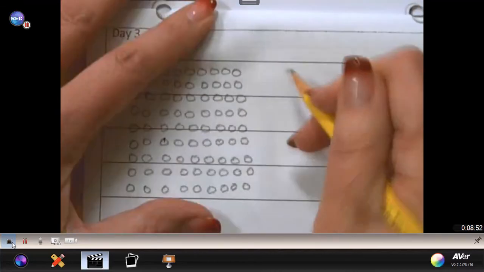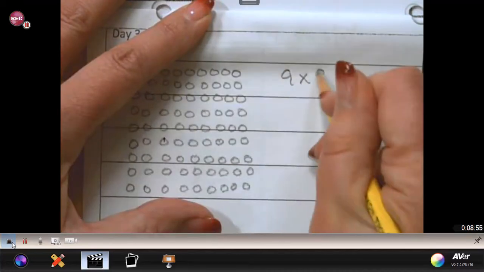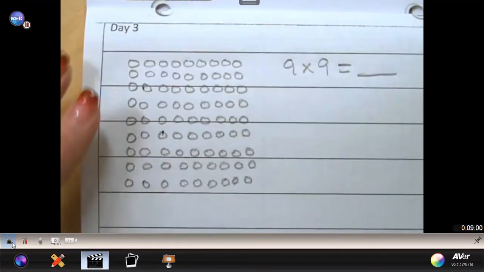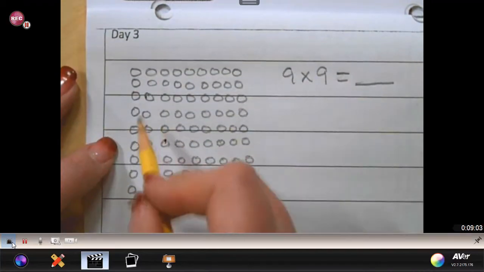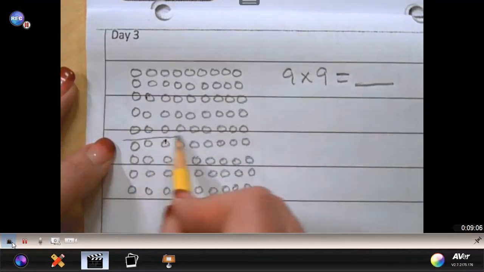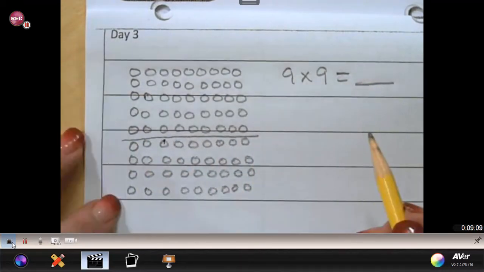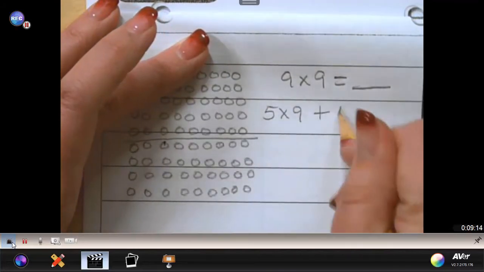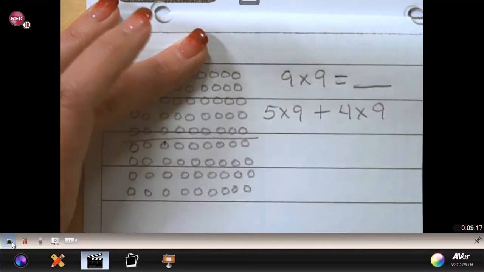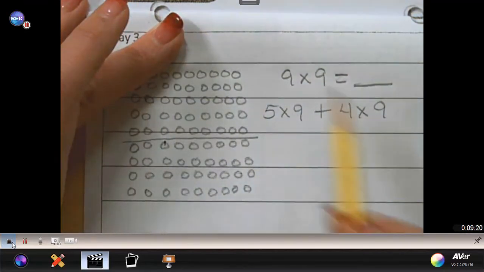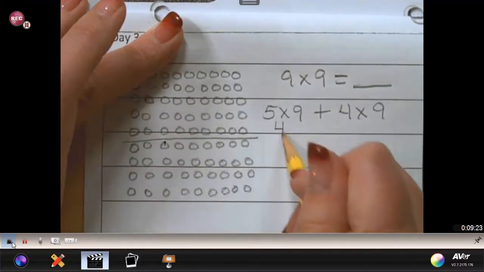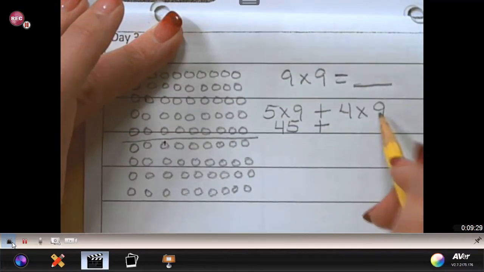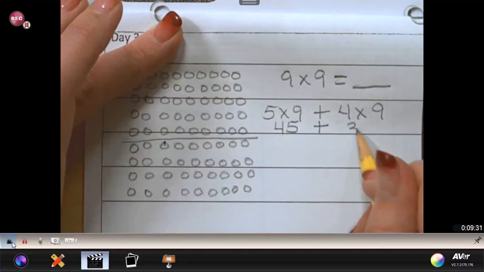It depends on how you feel most comfortable with breaking that up. So I'm breaking up 9 rows with 9 computers in each row, and I want to find the total computers altogether. So to help me with this, I'm going to use my distributive property, and I'm going to break this up as 5 rows of 9 and 4 rows of 9. So 5 rows of 9 and 4 rows of 9. And when I use this strategy to help me find the total, I know that 5 times 9 is 45, and 9 times 4 is 9 plus 9 plus 9 plus 9, which is 36.